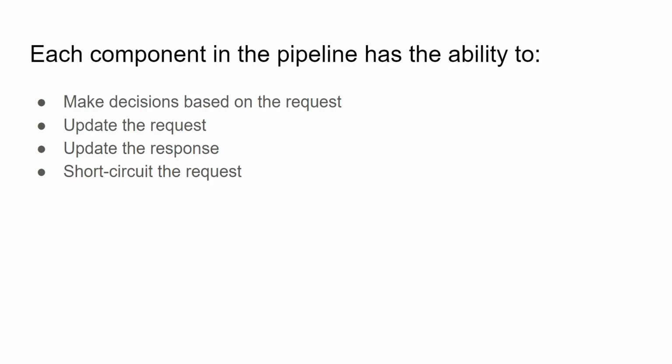Each component in the pipeline has the ability to make decisions based on the request, update the response, or short circuit the request, meaning that the pipeline will not continue further to more middleware entities. The request will be short circuited and the response will be provided from any of the middleware entities within the pipeline. And we will see an example of how this can be done.